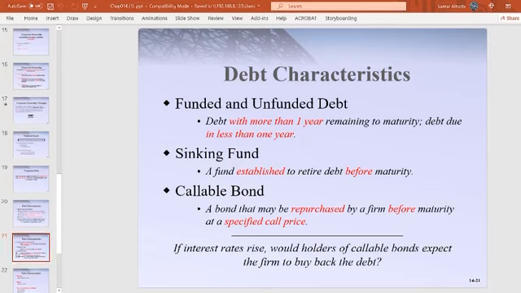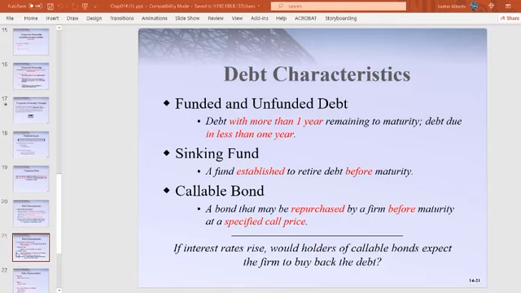Okay, now just try to understand what is debt. Debt normally has a maturity of more than 1 year, which is a long-term debt. Otherwise, if it is less than 1 year, it is a short-term debt. Maturity means that a loan gets due or complete or mature.